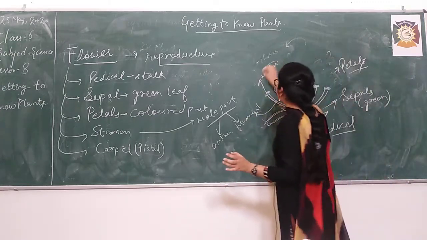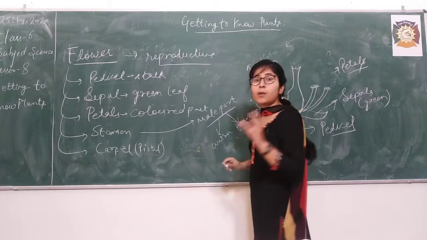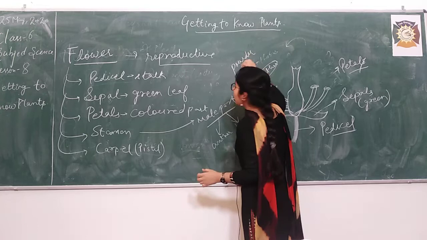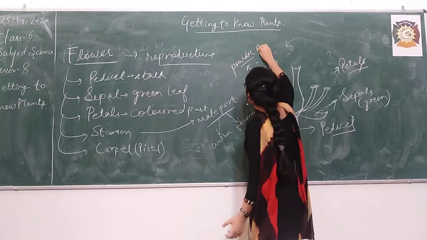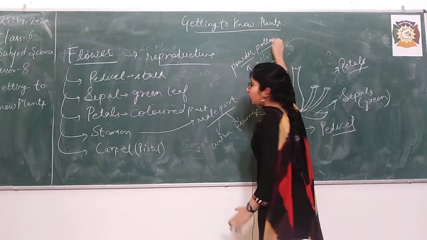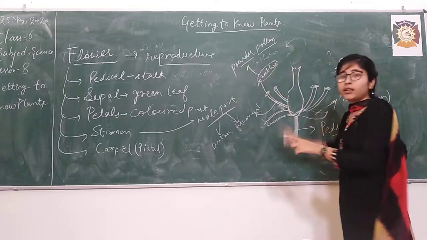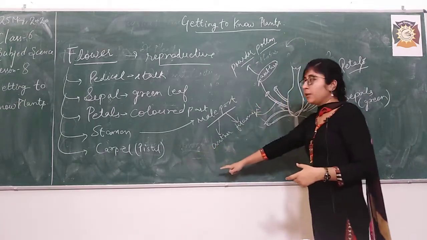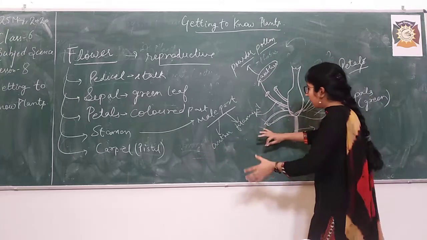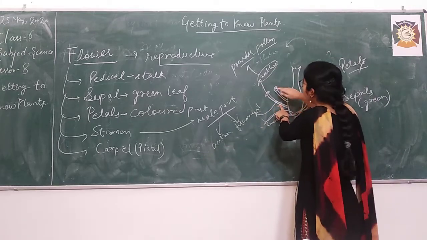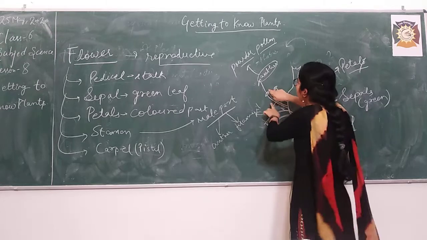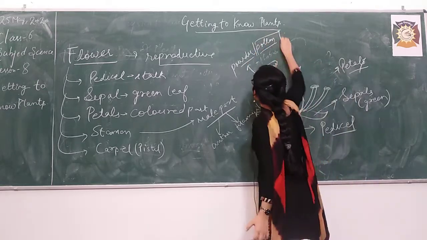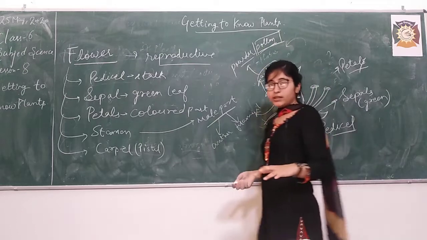Now, what does this anther do? It produces a powdery substance. It produces a powder. This powder is known as pollen. Now just remember this. This is very important. I will take it later when we study the female part, carpel. There is a filament, above it there is an anther, and the anther produces this powdery substance, known as pollen or pollen grains, you can say, right?